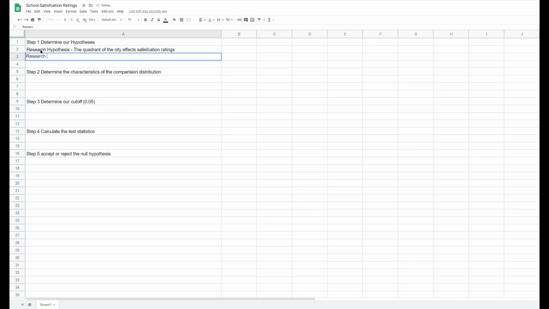On the other hand, we could have a research hypothesis that was one-tail. We're going to say that the northeast quadrant has a higher satisfaction, while the southeast is lower. In this case, notice we now have directional hypotheses because we're saying they're higher or lower. So the first one is two-tail, the second one is one-tail.